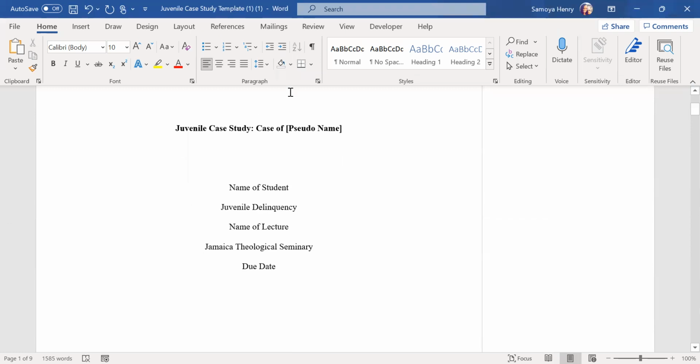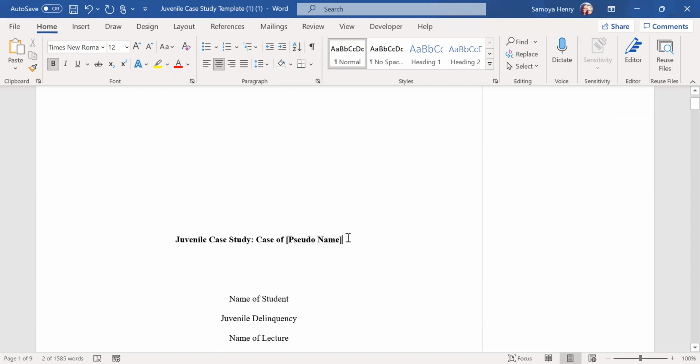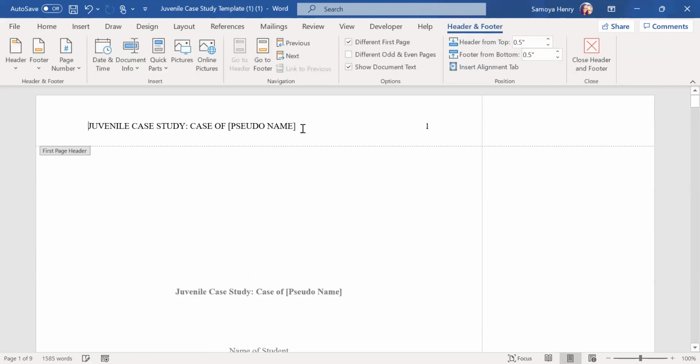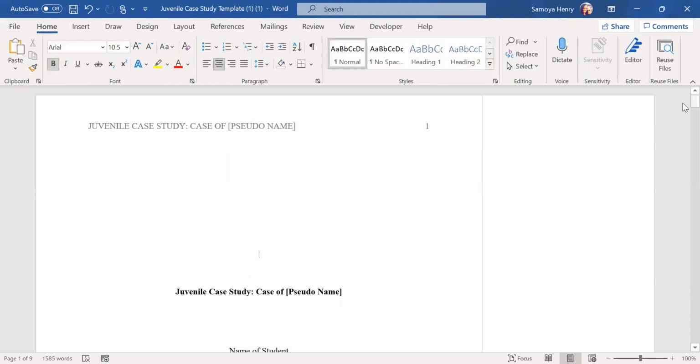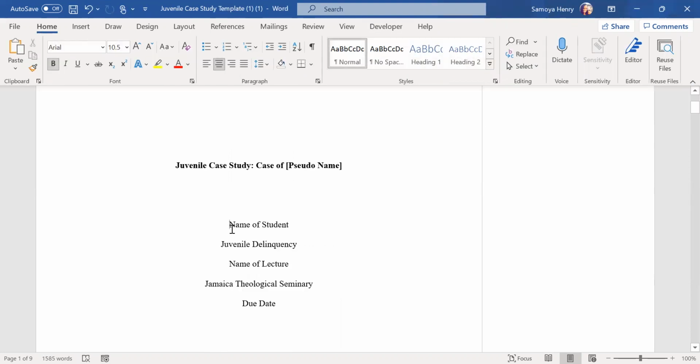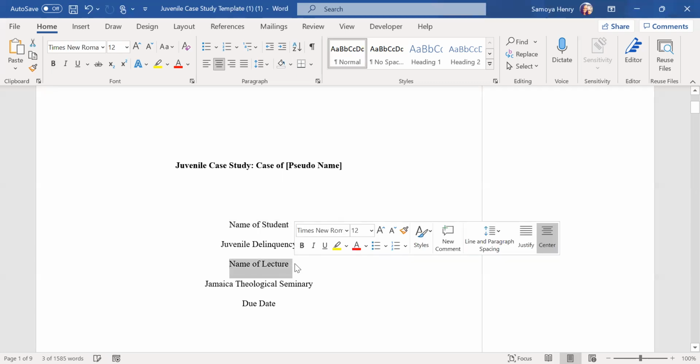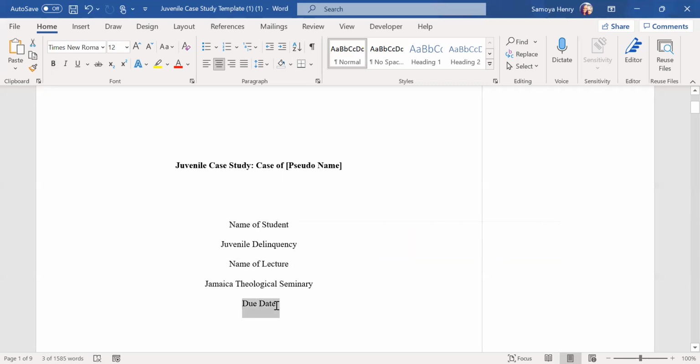I don't have to explain the title page as much because it's self-explanatory. You must change the pseudonym in your title, remove the brackets, and you must do the same in the header. Of course, you include your name, the name of your lecturer, which would be Miss Tony and Powell, and the due date.